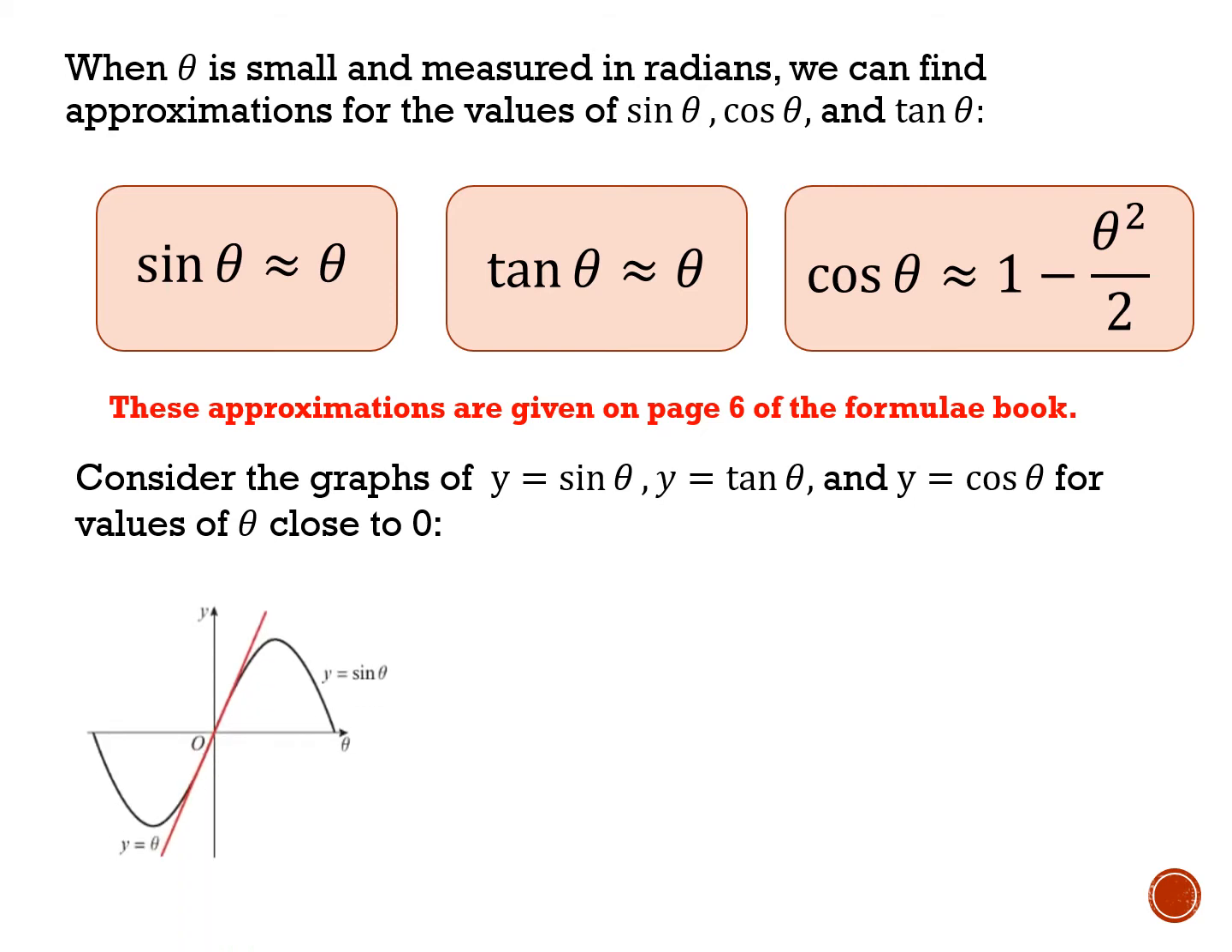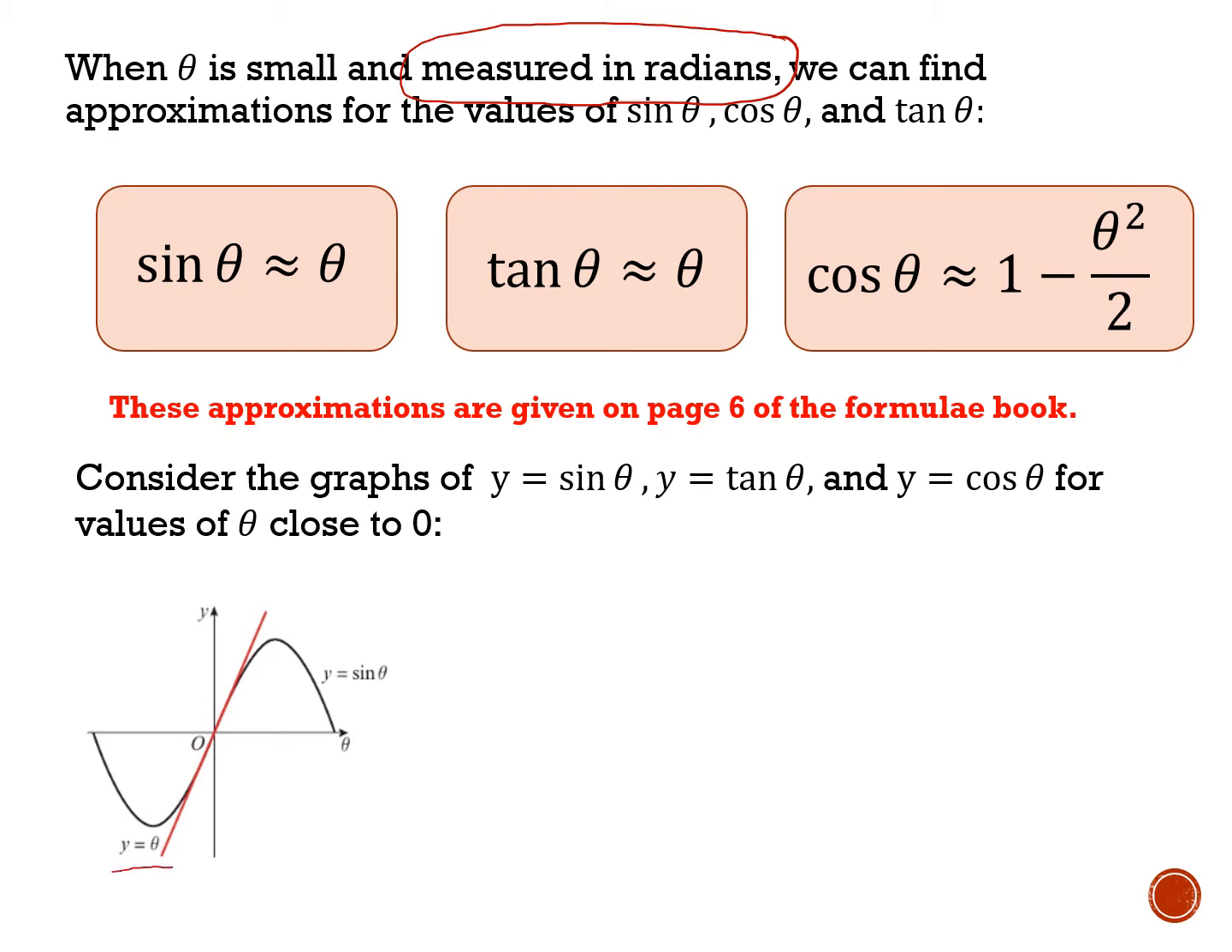Now the important thing with these approximations is this part here. Theta must be small, but theta must also be measured in radians. And these graphs show you why that is the case. So what I've got here, and I would suggest you just sketch these down just in case you get a question that says draw a graph to show why this is the case. If I draw my y equals sine theta, if I also draw on those axes the graph y equals theta.